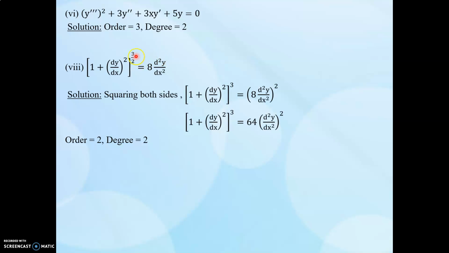Squaring both sides, you can remove this 1 upon 2 from the left hand side and you will get the right hand side as 8 d square y upon dx square whole square. Squaring, you will get 64 d square y upon dx square whole square. Again we are taking the power and degree of this one, so order is 2 and degree is equal to 2.